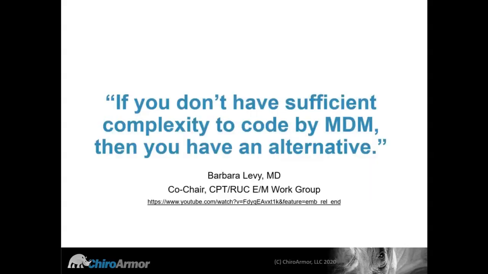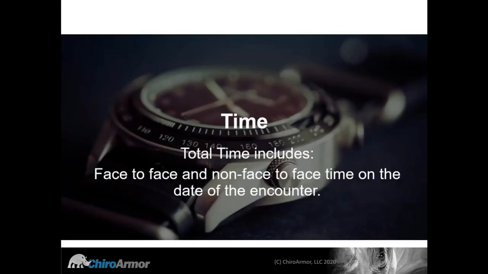should utilize. So now we're going to shift gears, because remember we talked right away early on about medical decision making and that's one route we can go to determine which E&M code to utilize. And again, this begins January 1st, 2021. We got to understand this, get it under our belt. Well, if you don't have sufficient complexity to code by medical decision making, then you have an alternative. And of course, what is that alternative? Well, that alternative is documenting your total time for that E&M visit.